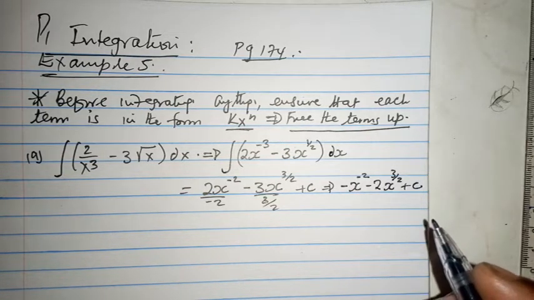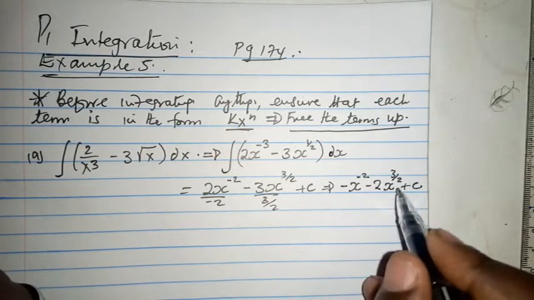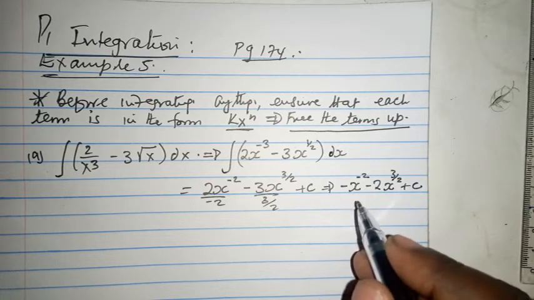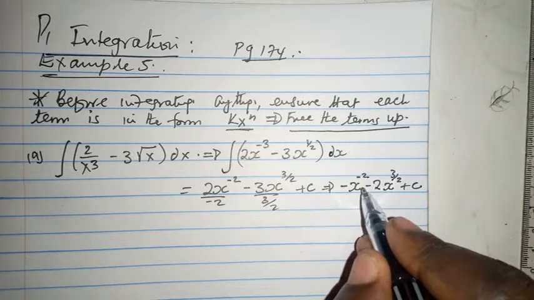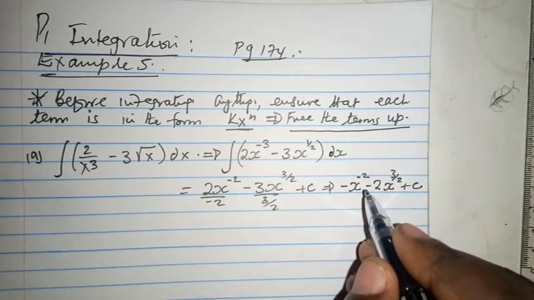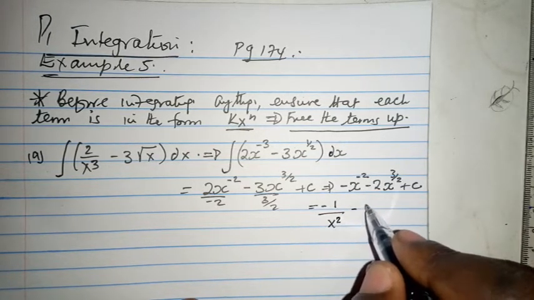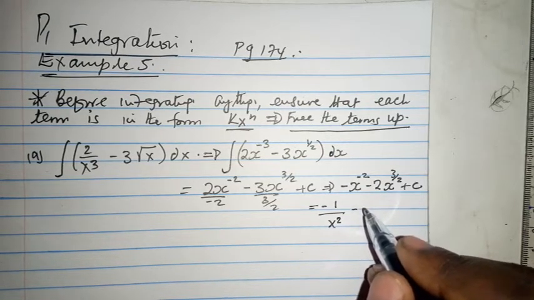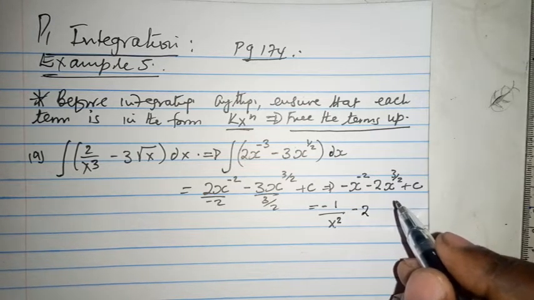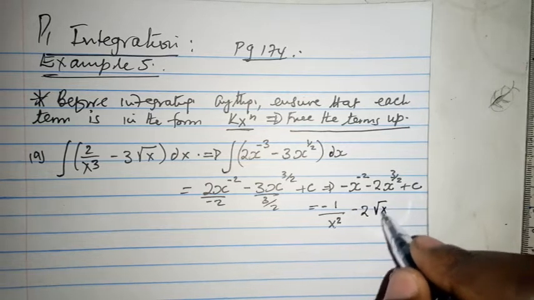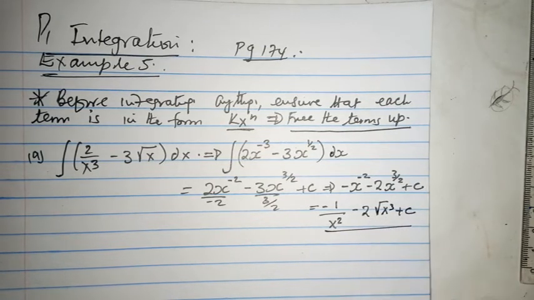And if you may want to write it in the general form that it was given, then you can just apply your understanding here. For example, you may want to take this x^(-2) to the denominator and have minus 1 over x squared, and then minus 2 times the root of x cubed, plus c. These are just the laws of indices which you can play around with.